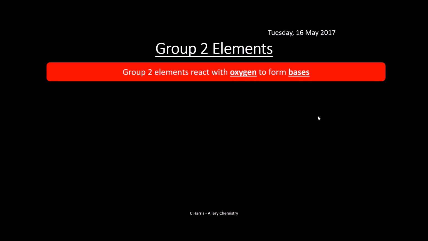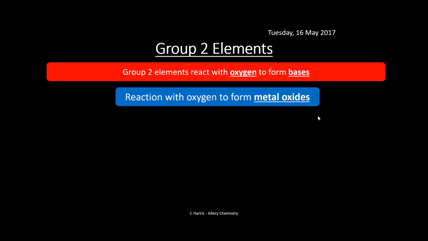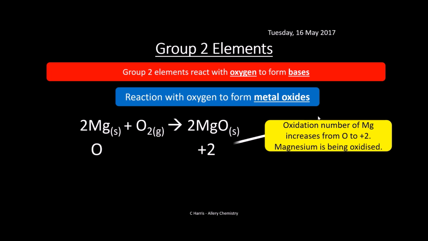Okay, so group 2 elements also react with oxygen, and they also form bases, because metal oxides are bases. So we're going to react this with oxygen, and here's an example. This is magnesium. You might have seen this before. Magnesium ribbon, put it in a Bunsen flame with a brilliant white flame, and you form this white powder of magnesium oxide. Now, if we look at the oxidation number of magnesium, it starts off as 0 because it's an element, and it goes to +2 because it's combined with oxygen. So you can see the magnesium is being oxidized because there's an increase in oxidation number.